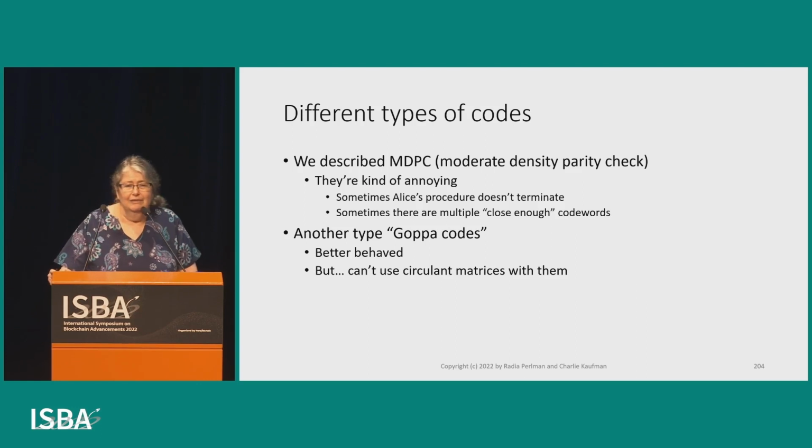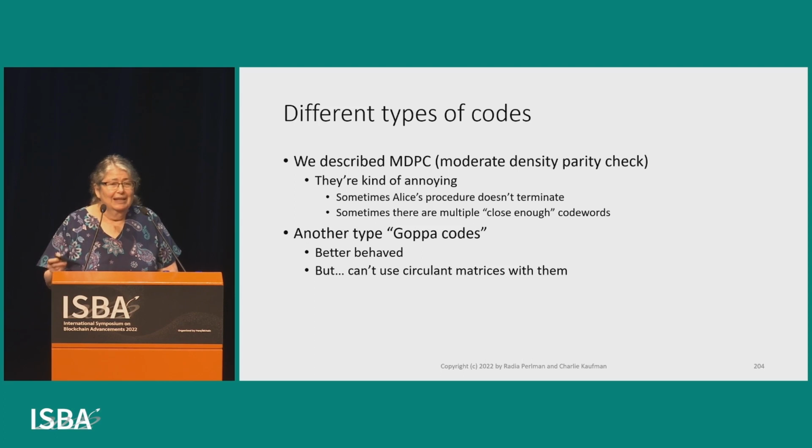Yep. There's different kinds of error correcting codes. What we described is moderate density parity check ones. But they're kind of annoying because sometimes Alice's procedure will not terminate, or it might find a different code word, which was close enough. There are other types of error correcting codes known as Goppa codes that are better behaved. They're harder to understand, but they're better behaved. But they're not as optimal because you can't use circulant matrices with them.